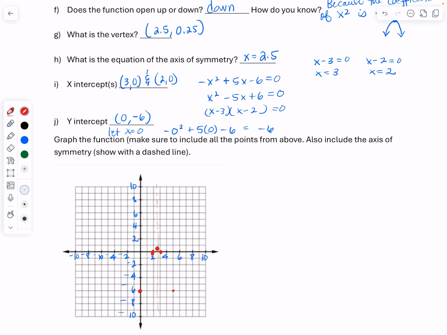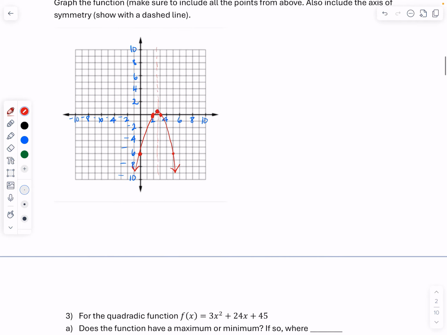All right, so if I have the axis of symmetry, everything's symmetrical about that line. That's how I got that other point that I just drew in. So there is my formula, there is my picture, and then number 2 is done.